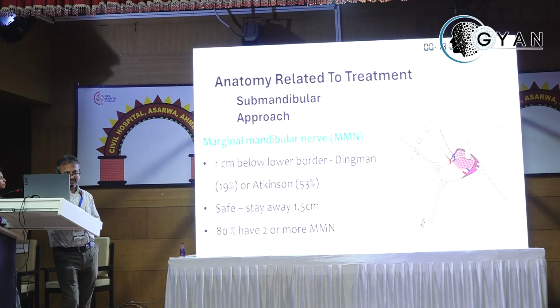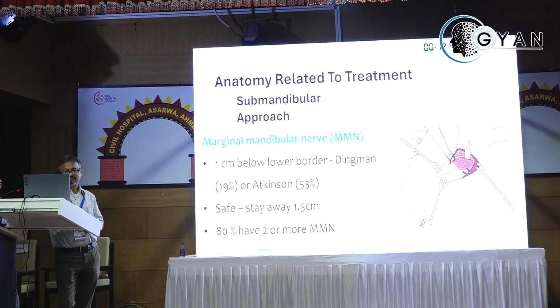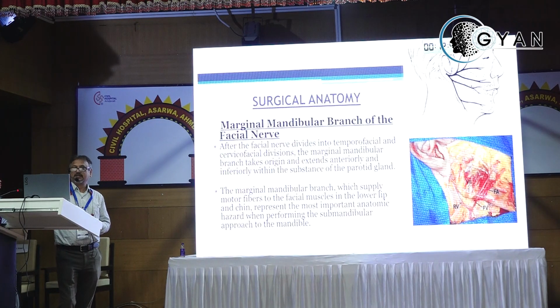The first and foremost thing which comes is the marginal mandibular nerve, which of course everyone knows lies almost 1 centimeter below the lower border of the mandible. In most studies there are variations, including variations in the number of branches. Most of the time it's almost 1 centimeter below the lower border of the mandible. So stay safe: away from 1 centimeter you are safe. And this is surgical anatomy.